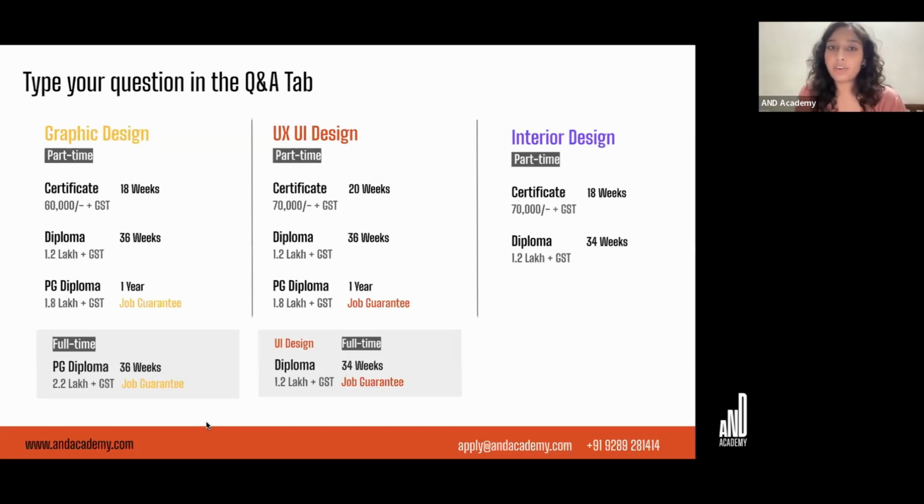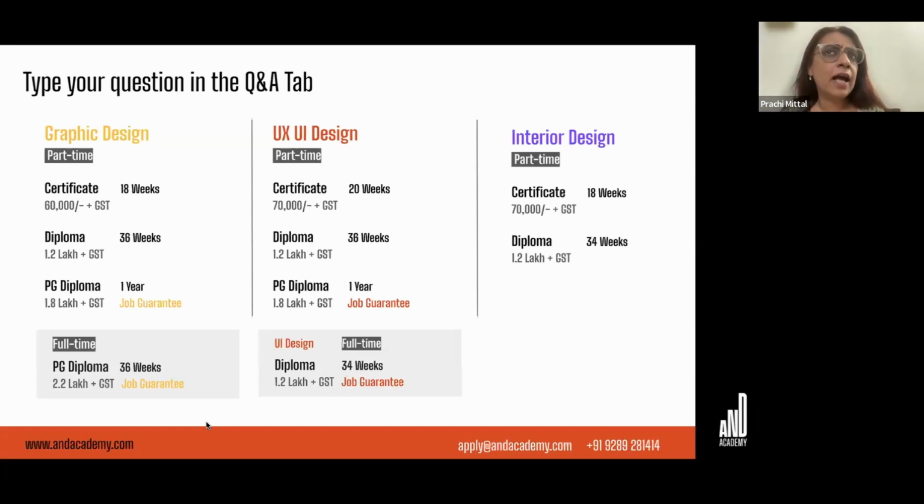Blessila is asking, what is the recognition of interior design diploma from ANDAcademy? Prachi ma'am, do you want to take that one? So I actually don't understand the question in terms of recognition. I'm guessing that Blessila may not be from India, but I don't understand the question of recognition. So who recognizes what? You have to tell me that.